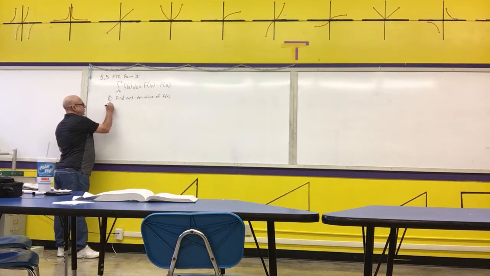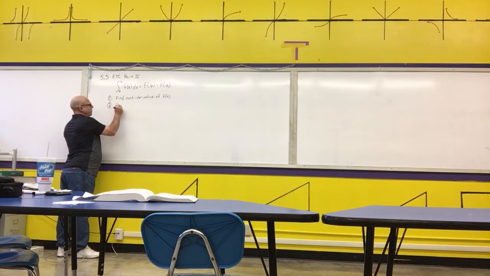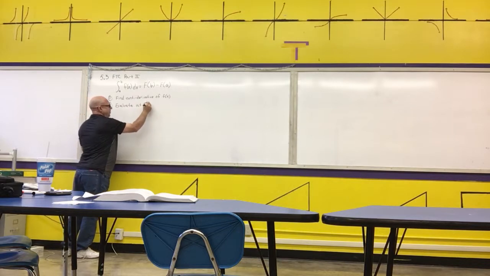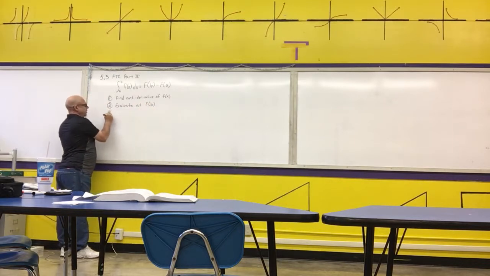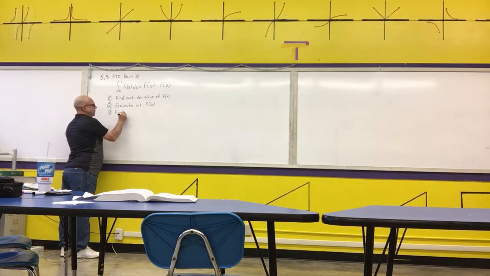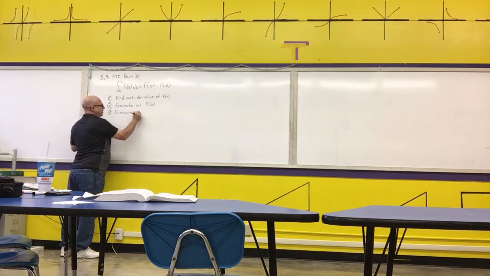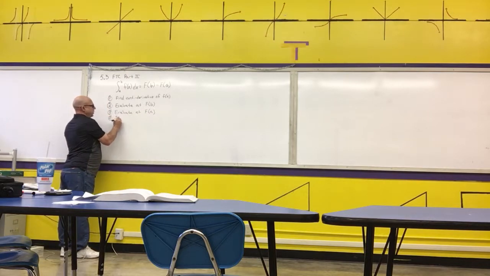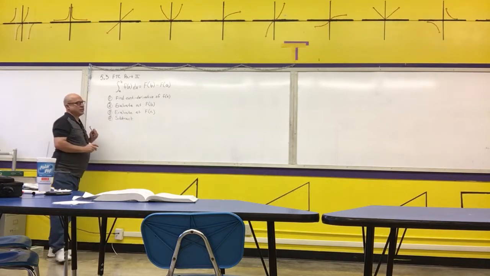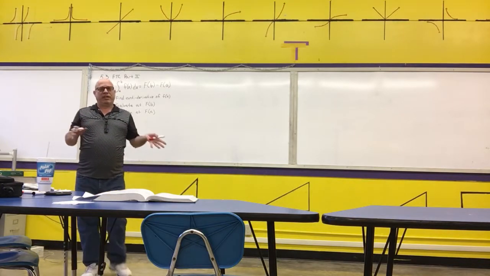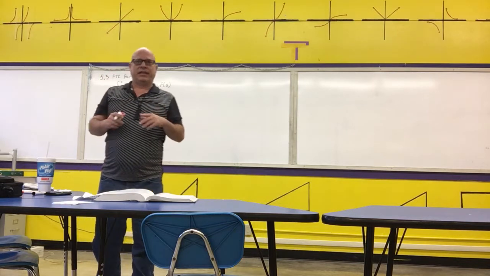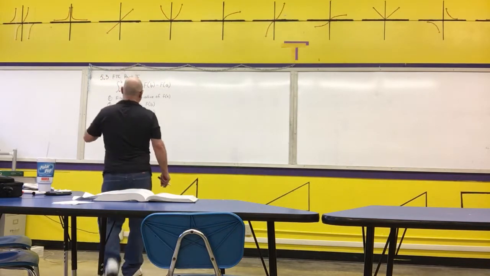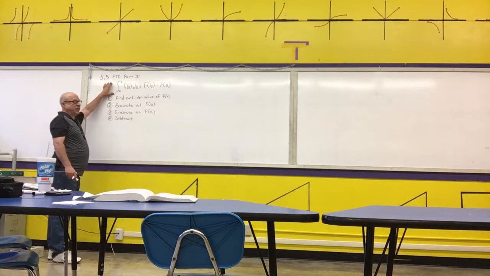Step 2 is we are going to evaluate it at big F of b. Step 3 is evaluate at big F of a. And then step 4 is we are going to subtract. So now we're going to use the antiderivative process to find the net signed area. So we will no longer have to use Riemann sums to find the area.